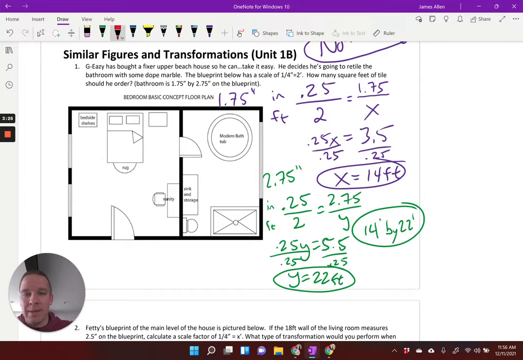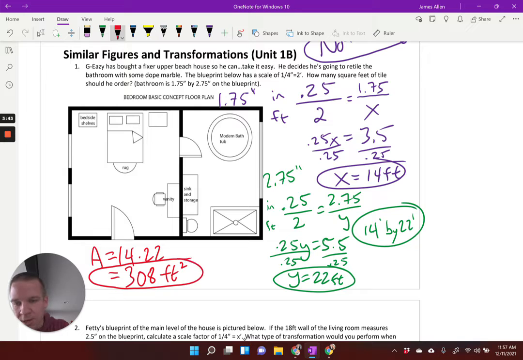Okay. So I want to get my area, right? So my area is going to equal, for a rectangle, base times height. So 14 by 22, right? That's the whole point of finding out my actual dimensions, to get my area so I know how much tile to get. So we've got 308 feet squared. There's my area of the bathroom. And I think that's all it asked. How many square feet of tile should he order? It doesn't say anything about the size of the tiles or anything like that. There we go. Awesome.